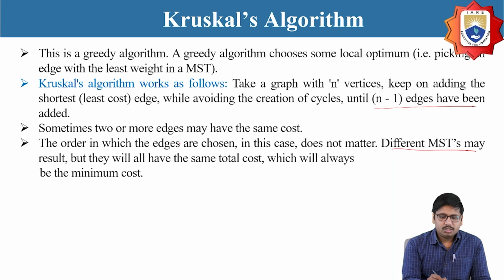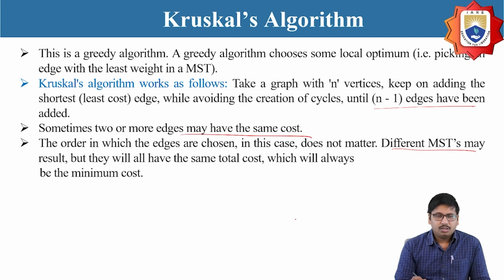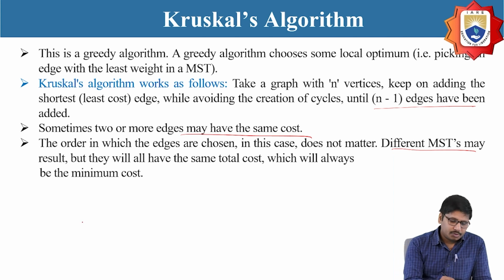Sometimes two or more edges may have the same cost. So the order in which the edges are chosen doesn't matter, and a different spanning tree may result, but it will have the same total cost, which is always the minimum cost. So let us consider an example like this.